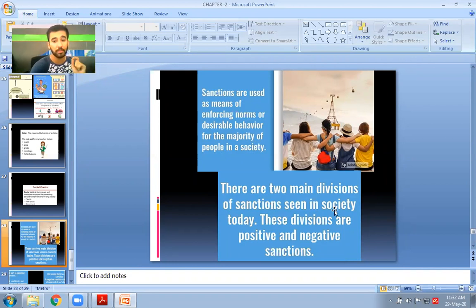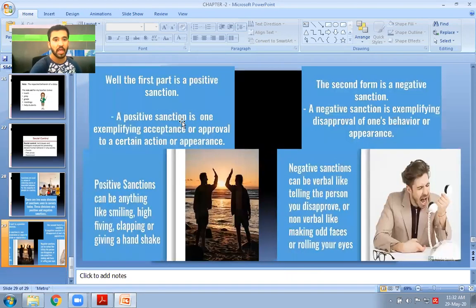So there are two main kinds of sanctions: positive sanctions and negative sanctions. Now, what are positive and negative sanctions? Well, the first part is positive sanction. A positive sanction is one exhibiting acceptance or approval of a certain action or appearance. Now, you'll understand this through the example. Positive sanctions can be anything like smiling, high-fiving, clapping, or giving a handshake.